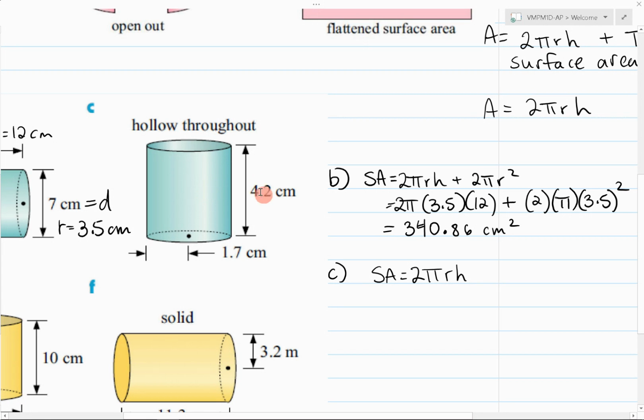So I'm going to plug in my values here. h is going to be 4.2. My radius is explicitly given. I don't have to calculate it for it. So 1.7 is my radius. So when I calculate this surface area, 2 times pi times 1.7 times 4.2, all together, I should get an answer of 44.86 centimeters squared. Don't forget square units because it's area.